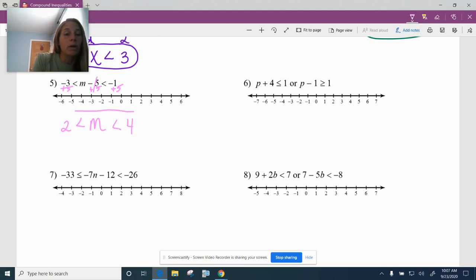be 4. My smaller numbers on the left, my bigger numbers on the right, my two symbols are both facing the same way. They have to be facing the same way for it to be an and problem, and you always want them pointing to the smaller number and opening up to the bigger one, which they are. So an open circle at the 2, another open circle at the 4, and then I'm shading in the middle because m is a number that's in between 2 and 4.